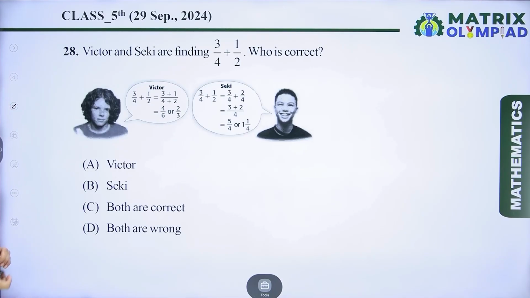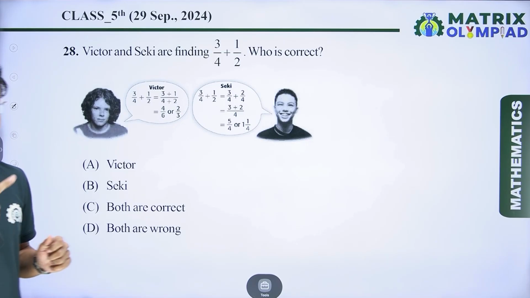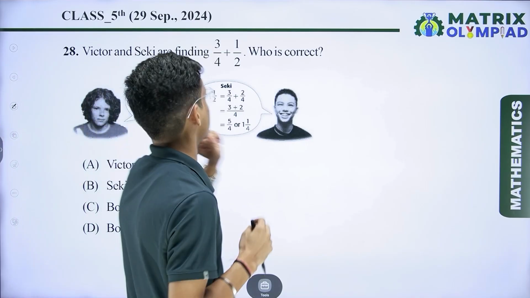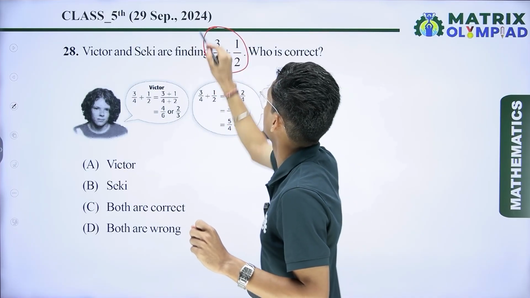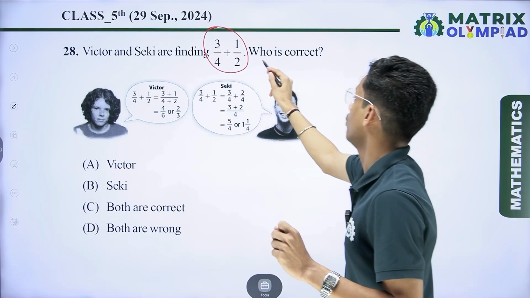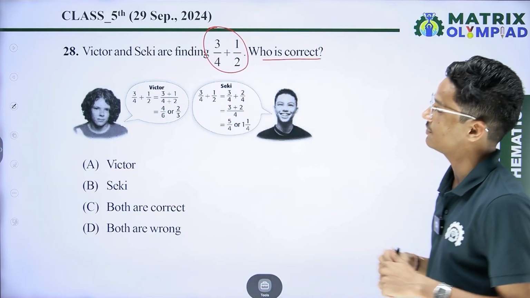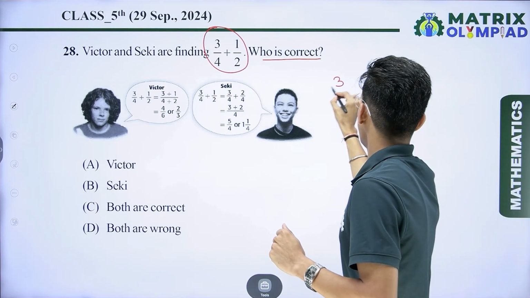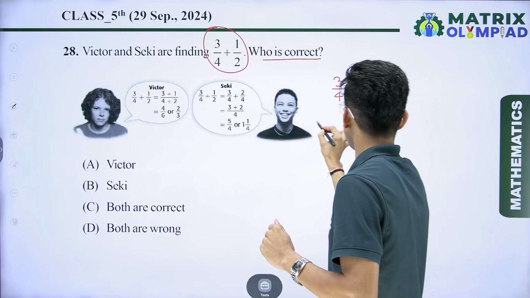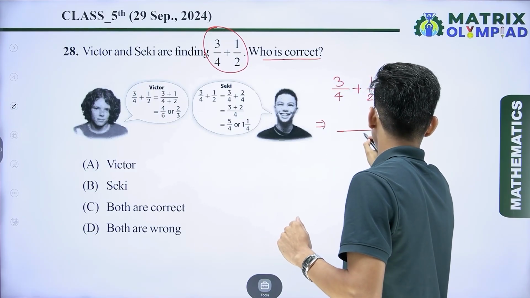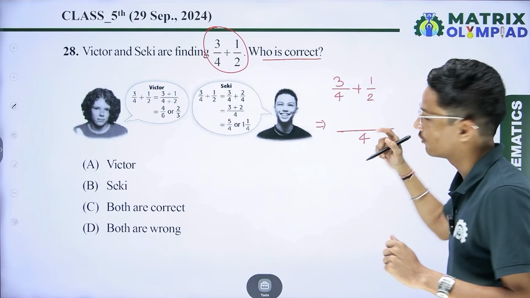If I talk about the next question, Victor and Seki are two friends and both are finding the value of 3 upon 4 plus 1 upon 2. So who is correct? Let's calculate the value. Now 3 upon 4 plus 1 upon 2. If I take the LCM here, I get 4. If 4 is divided by 4, then I get 1.